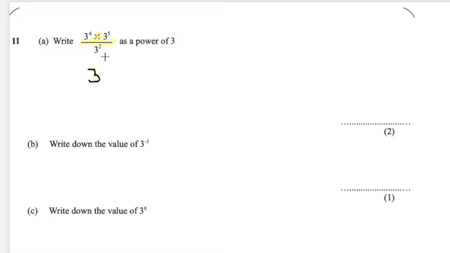And then because there's a division, so you now have 3 to the power of 9 minus, because division there, 3 to the power of 2. So when you divide it, you minus the powers, so 9 minus 2, that is 3 to the power of 7.